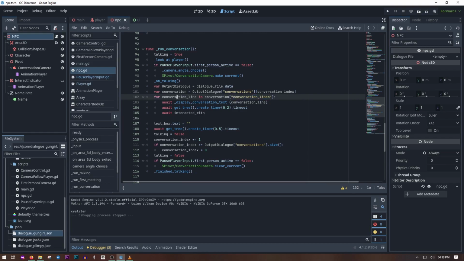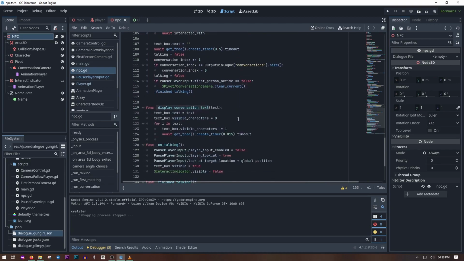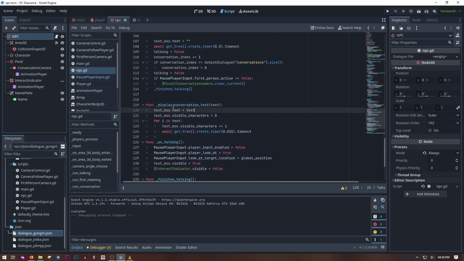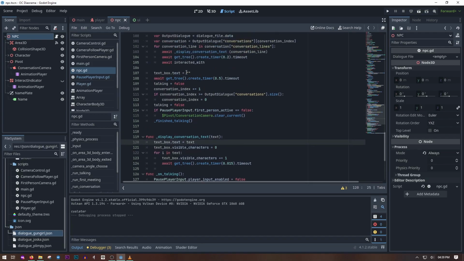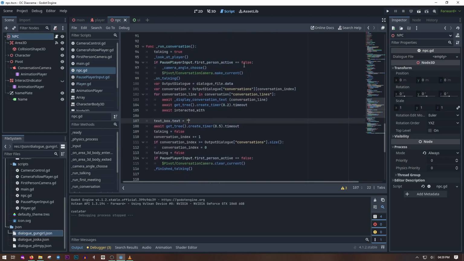So for conversation line in conversation, the conversation lines down here. So await display conversation text of the conversation line in conversation lines in the JSON. So display conversation text is quite simple. It's got the text box and the text, which is a thing you put in the brackets. I don't know why, but you do. The text is nothing by default, which is why the JSON is important to influence what is put in there.